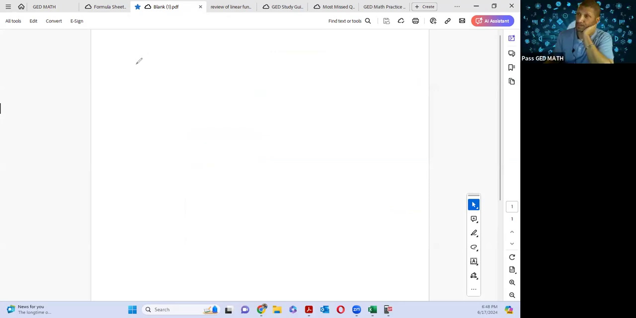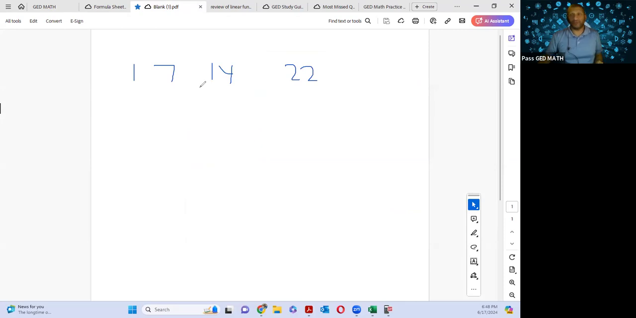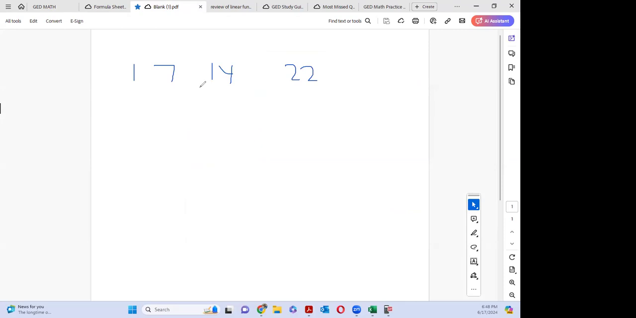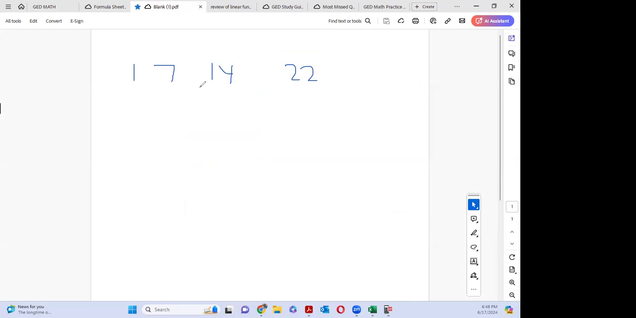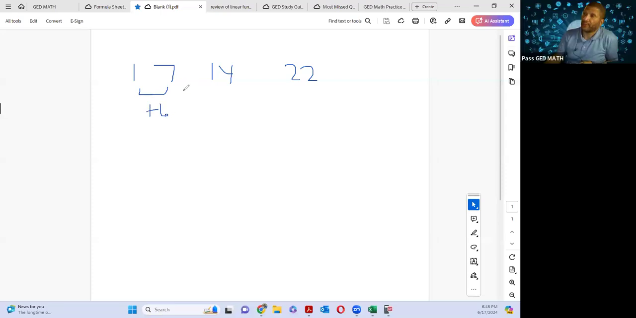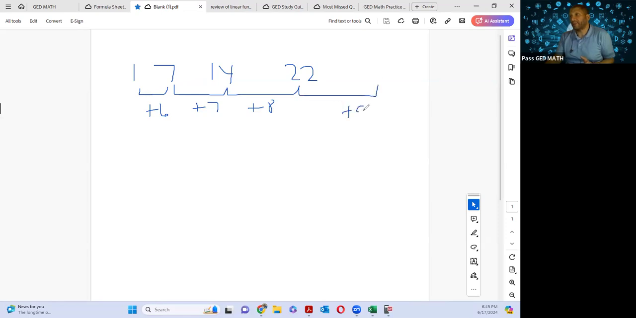What's the question? What is the next number in the sequence? 1, 7, 14, 22. So how do you think you would do this? I think you will add numbers, like 1 plus 6 equals 7. Right, plus 6, plus 7, plus 8. See the pattern? Plus 6, plus 7, plus 8, plus 9. 31.